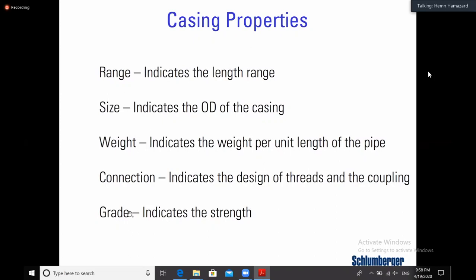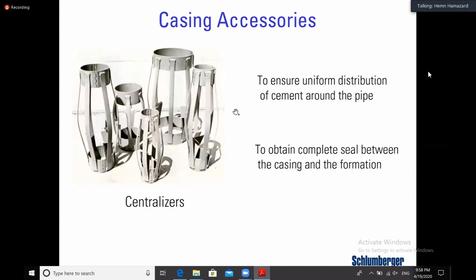There are dozens of grades, and it's the drilling engineer's job, before we drill the well, to specify all these features. Of course, casing is made of, like I said, between 9.5 or 9 meters to 14 meters of long pipe. It also has some accessories. The main accessory is the centralizer. From its name, you can know that it's used to centralize.